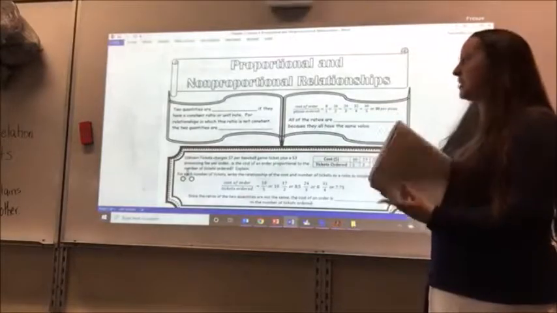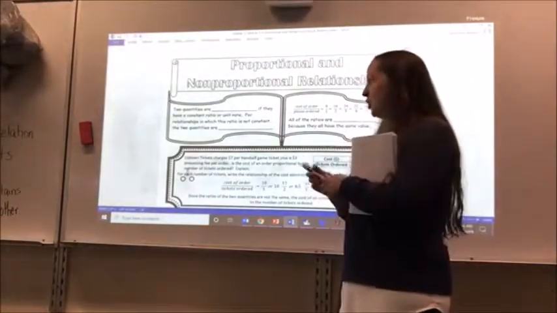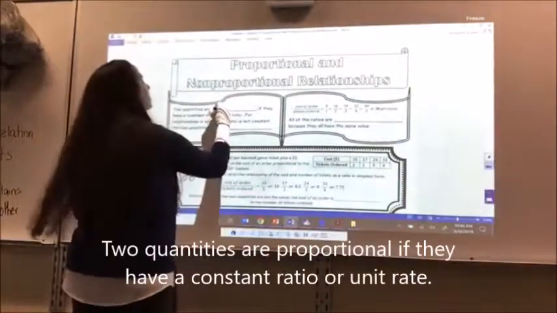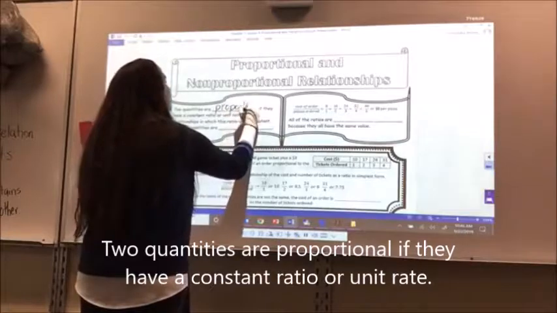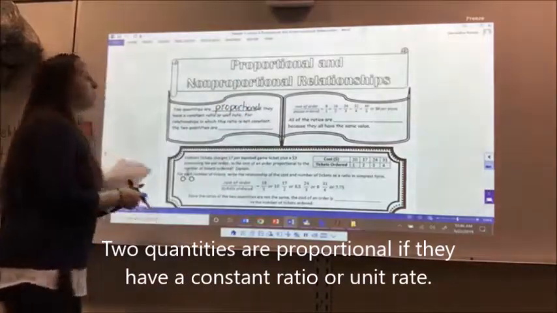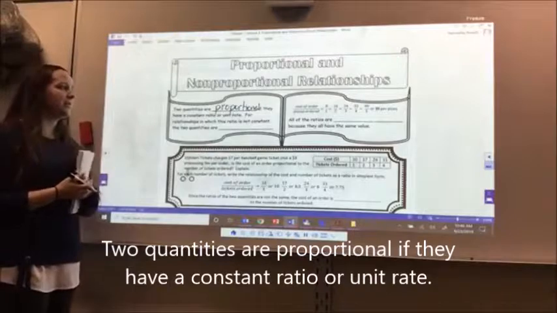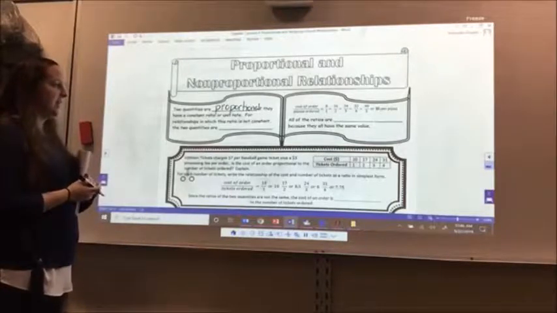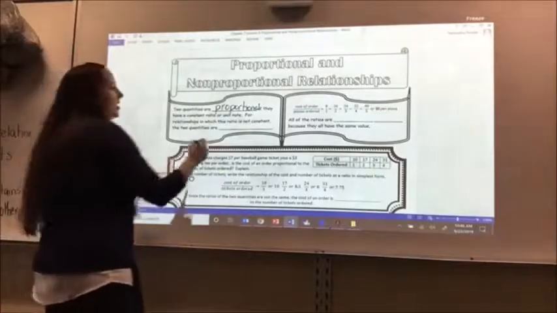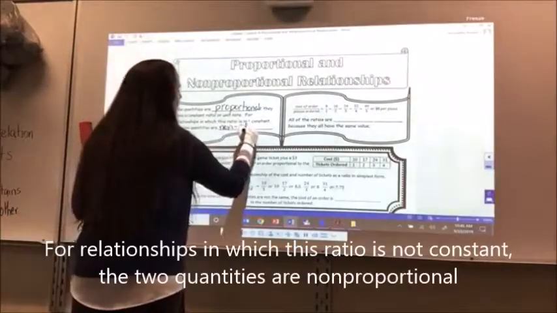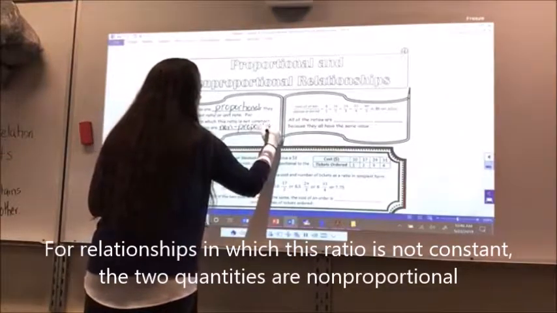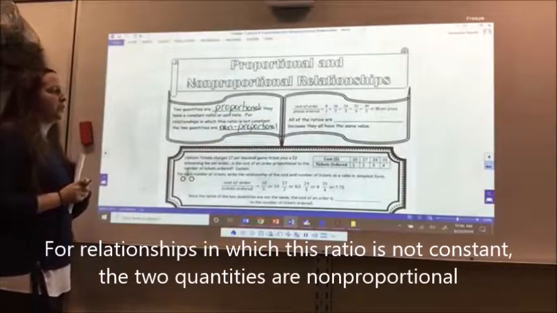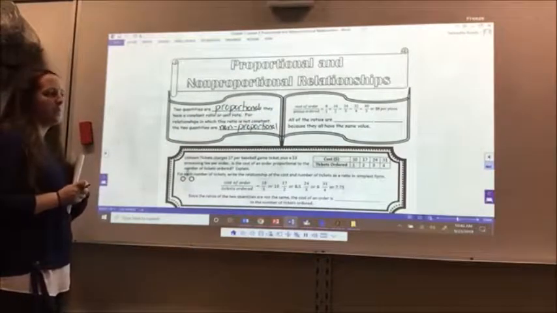Two quantities are blank if they have a constant ratio or unit rate. In that blank, you're going to write proportional. So two quantities are proportional if they have a constant ratio or unit rate. For relationships in which this ratio is not constant, the two quantities are non-proportional.